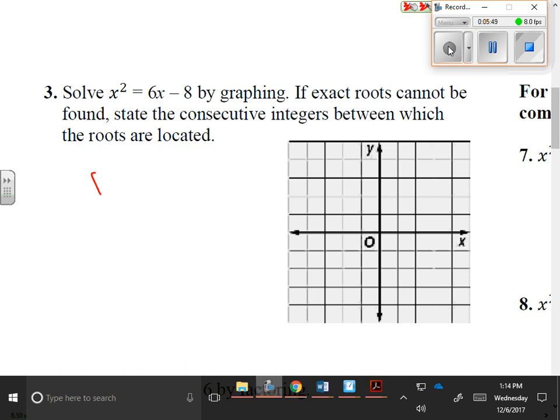So if we wanted to subtract the 6x, add the 8, then we would end up with x squared minus 6x plus 8 equal to 0. And then you can put that into y equals if you want and get points on the calculator or points on the graph that'll actually fit on this grid. So go ahead and do that.